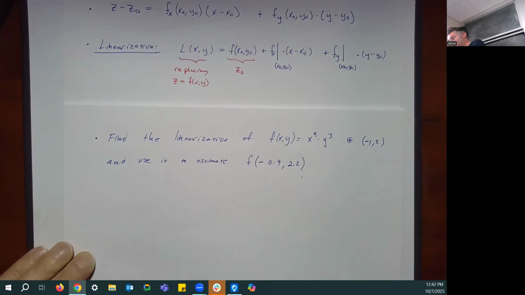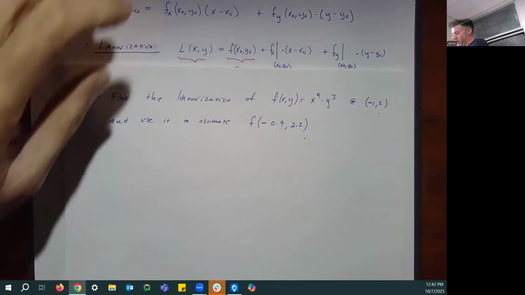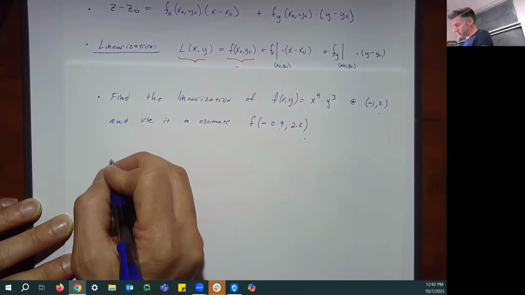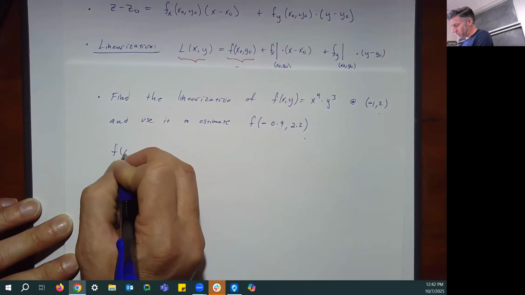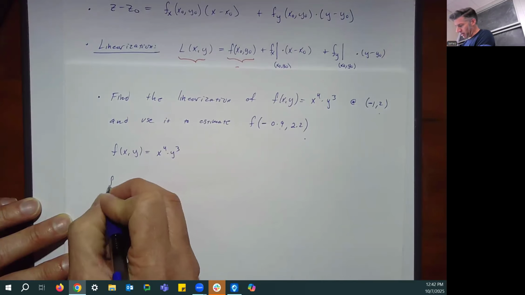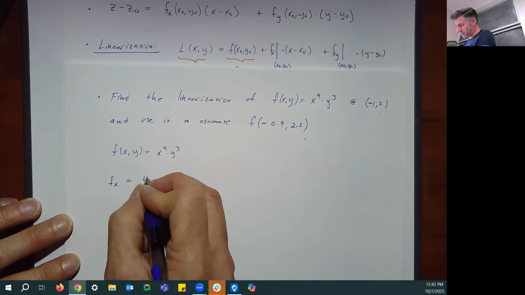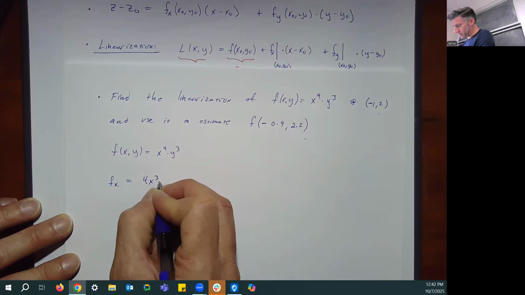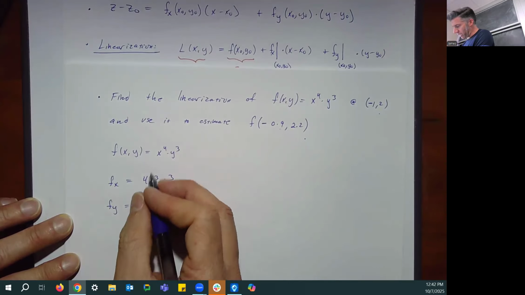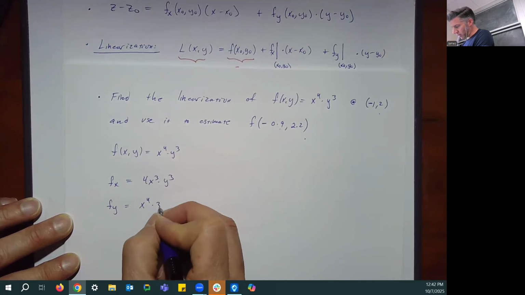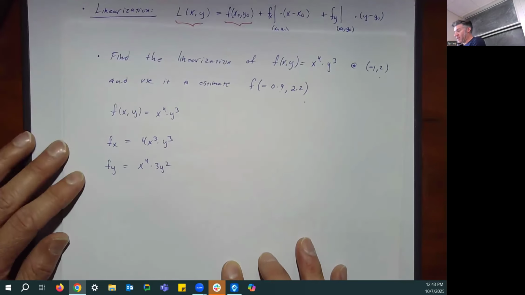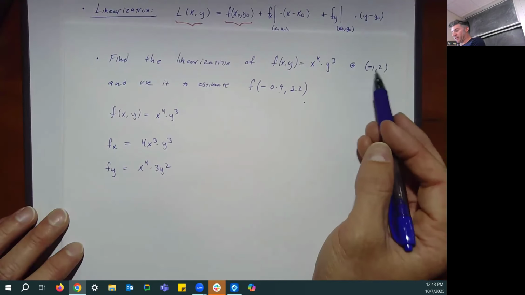All right, so typical deal here. We're going to find our partial derivatives. I'll write my function first. So f of x, y is x to the fourth times y cubed. My partial with respect to x is 4x cubed times y cubed. My partial with respect to y is x to the fourth times 3y squared, which I don't feel compelled to put 3 in front. And then we're going to want to plug in our nice point into each of these pieces.